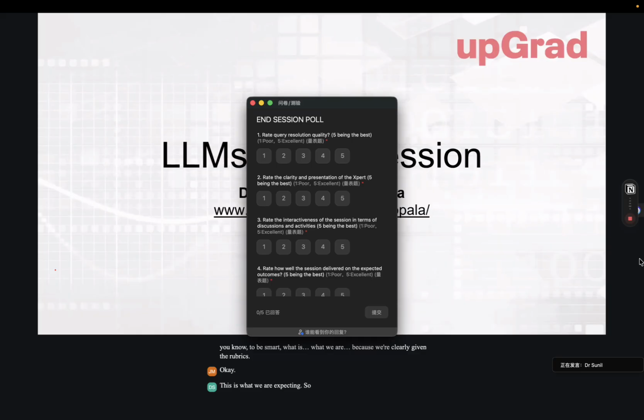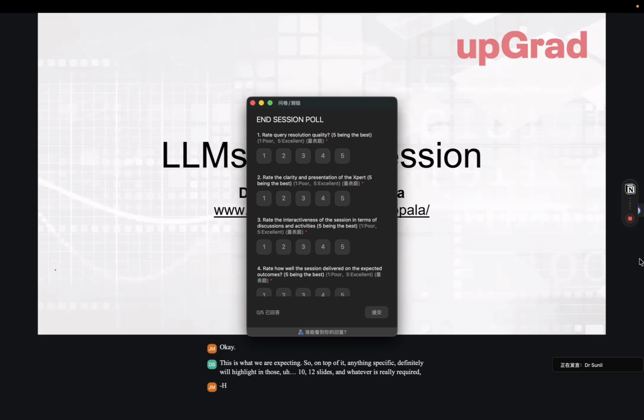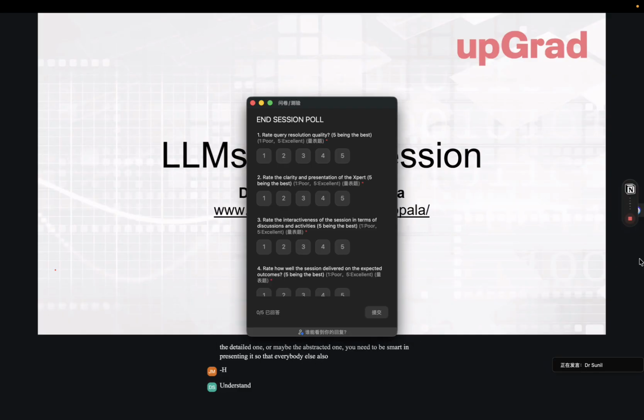So on top of it, anything specific, you will definitely highlight in those 10, 12 slides. And whatever is really required, the detailed one or maybe the abstracted one, you need to be smart in presenting it so that everybody else also understands the depth where you went. And the rest of the details, the inner details, you can leave to the report.